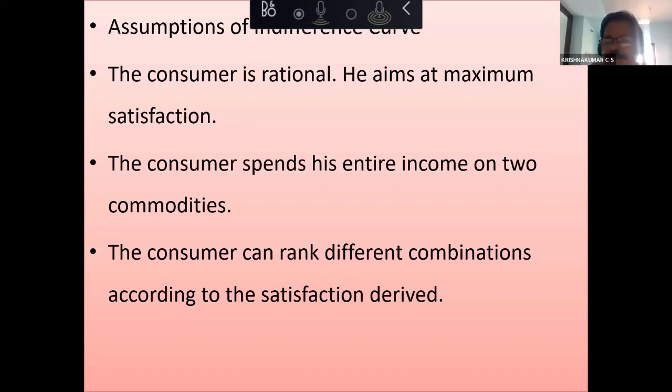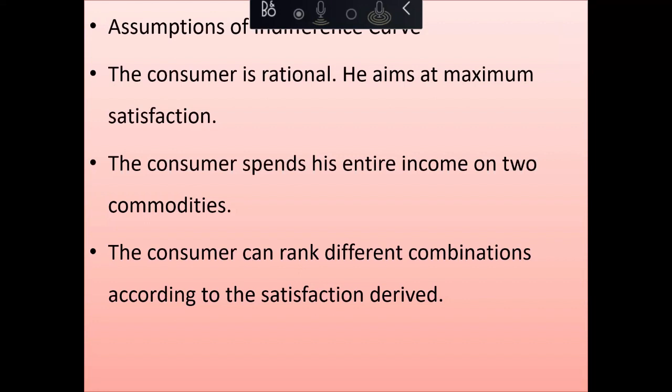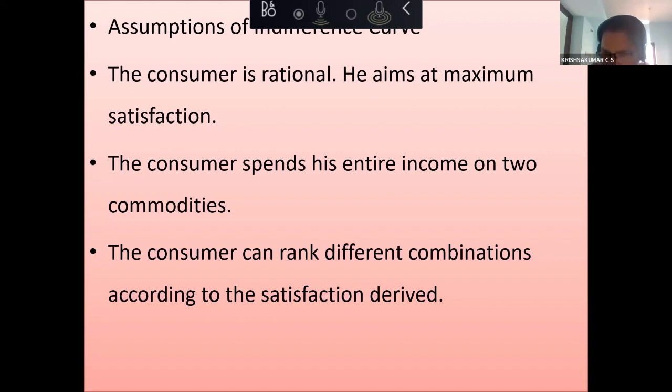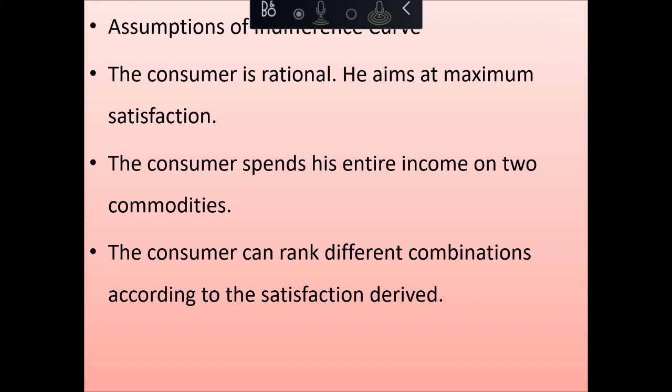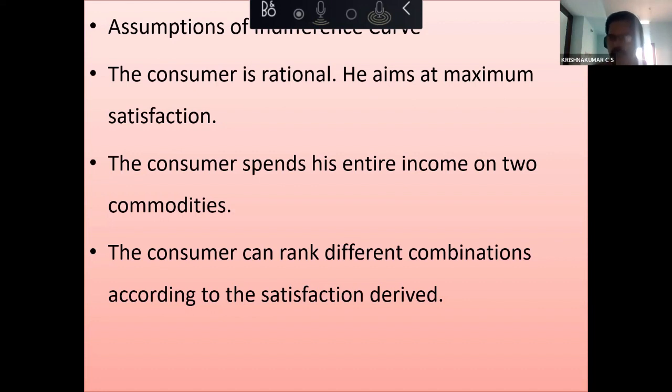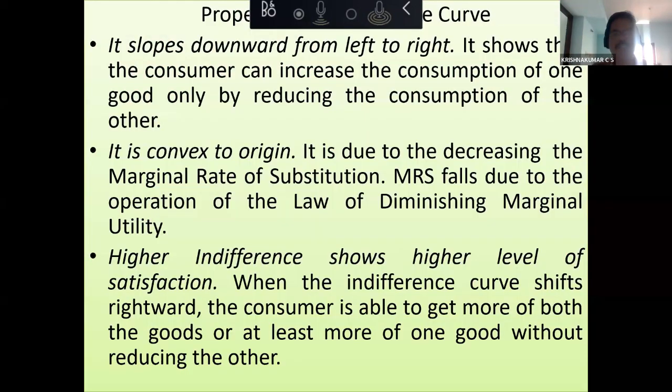Why should he do so? Because resources are limited. He has limited resources and the same resource he is utilizing for the consumption of both the goods. So if he wants to increase the consumption of one, naturally he has to reduce the consumption of the other.